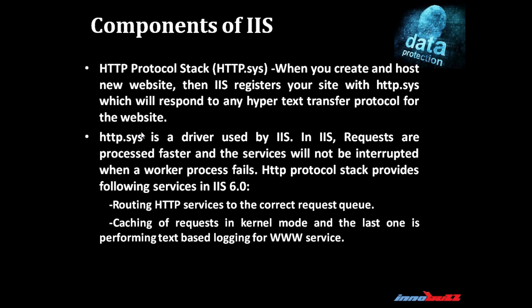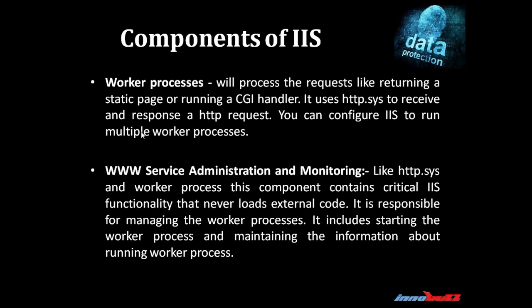The HTTP protocol stack provides the following services in IIS 6.0: routing HTTP requests to the correct request queue, caching of kernel mode requests, and performing text-based logging for the WWW service. Another component of IIS is worker processes, which process requests like returning a static page or running a CGI handler. It uses http.sys to receive and respond to an HTTP request. You can configure IIS to run multiple worker processes.